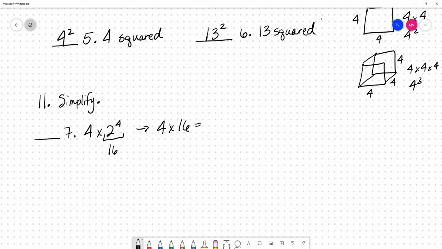And we're going to go ahead and write that. Yes, it is 64, but you can write it vertically. 4 times 6 is 24. Carry my 2. 4 plus 2 is 6.